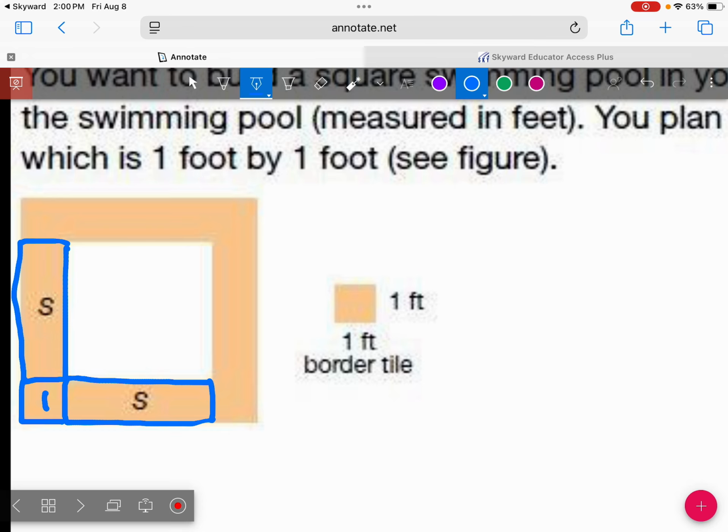All right, see what we can look at, see which of these are going to make a border around the whole thing, and which ones aren't.